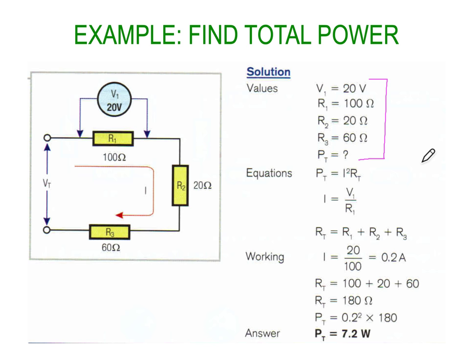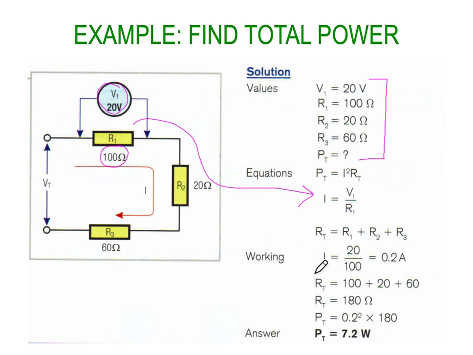So one of the quickest ways we can do that is we can first of all work out what the current is. Well, we can work out the current because we have the resistance for one component and we have the voltage for that component. So that's what we're doing here. We're just taking the information from this part of the diagram here. And V1 divided by R1, and that's going to give us the current.